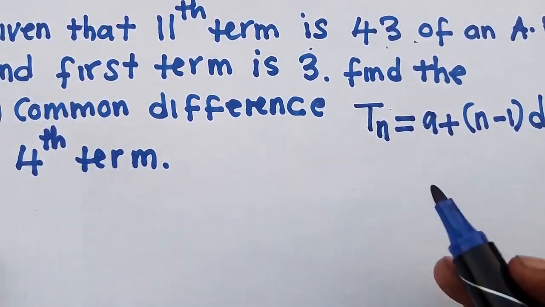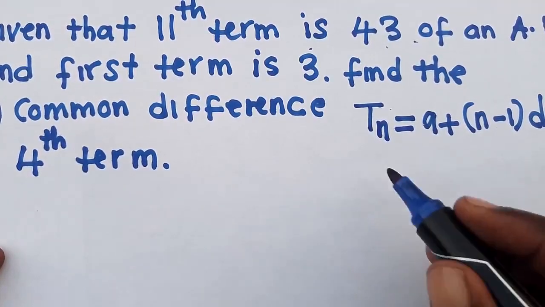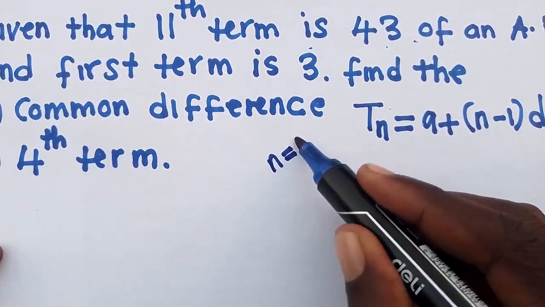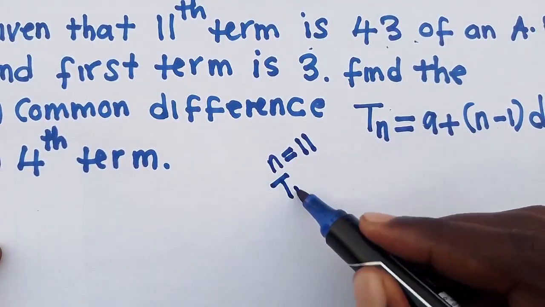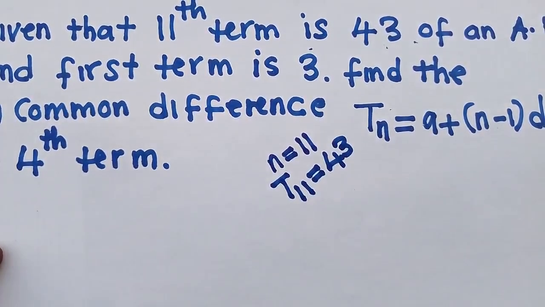So we use the data which is given. We are given the what? The 11th term. So we are given the 11th term, which means n is equal to what? n is equal to 11. And this 11th term is also given, which is what? 43. Have you seen?